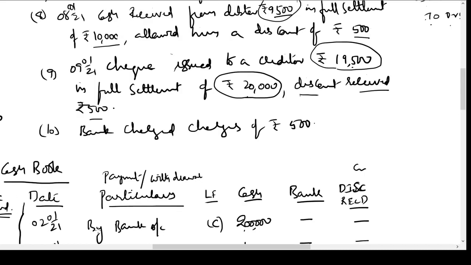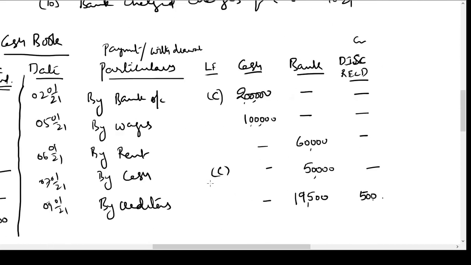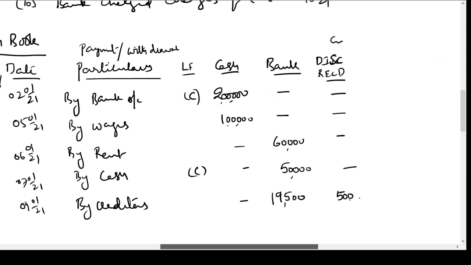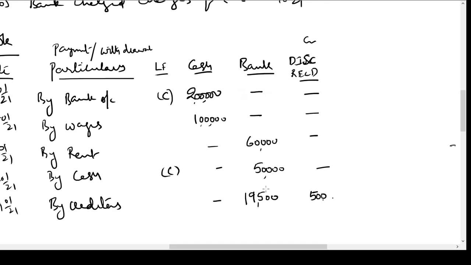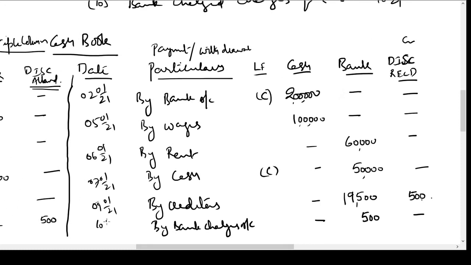So this is how I record it. Last transaction, bank charged charges of rupees 500. Let us say on 10th January 21, the bank has charged rupees 500 as bank charges. Because the bank provides us various facilities, the bank is charging us some amount. So the bank will deduct the money from my bank account. So I have to record it in the withdrawal side of the bank account, by bank charges. This is the expense. By bank charges 500 rupees on 10th January. Bank charges ledger account will be debited. Okay. So this is how I prepare the triple column cash book.